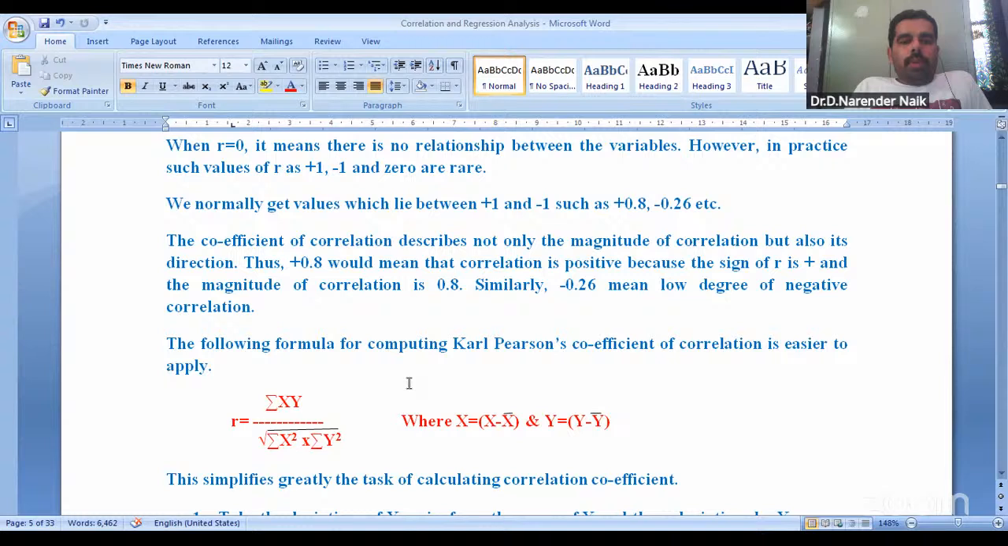The coefficient of correlation describes not only the magnitude of correlation but also its direction. Thus, plus 0.8 would mean that correlation is positive because the sign of r is plus, and the magnitude of correlation is 0.8. Similarly, minus 0.26 means a low degree of negative correlation. The formula for computing Karl Pearson coefficient of correlation is very easy to apply.